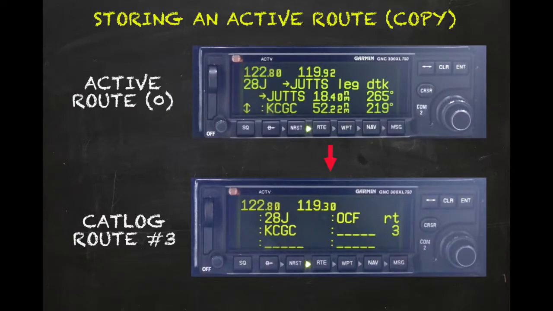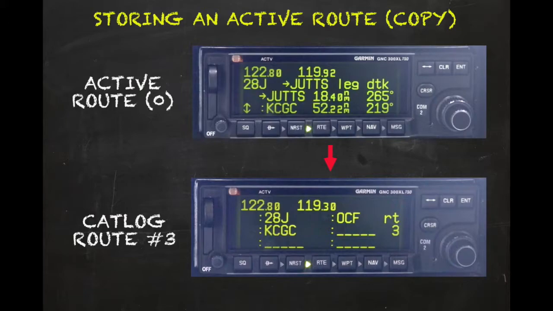Whenever you create a route directly in the active route page, or modify an active route as we just did, the changes will be lost once the 300XL is powered off. If you do not wish to save the route changes for later use, then that's acceptable. However, in the event you do want to store the new active route to the catalog, then you must use the copy function prior to shutting down the 300XL.